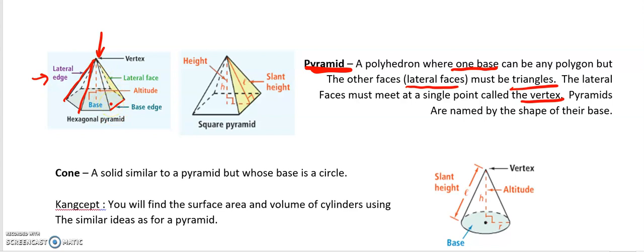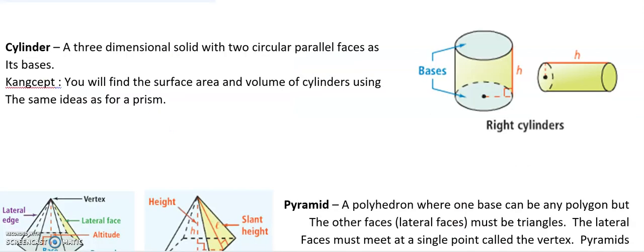But then we also have two special words that we're going to have to look at. How tall the pyramid is, is called the height of the pyramid. But then the height of each triangle is kind of slanted since the triangle is slanted, so we call that the slant height of the triangle, or the slant height of the pyramid. Now that's basically it for the polyhedrons that we're going to focus on in this chapter.